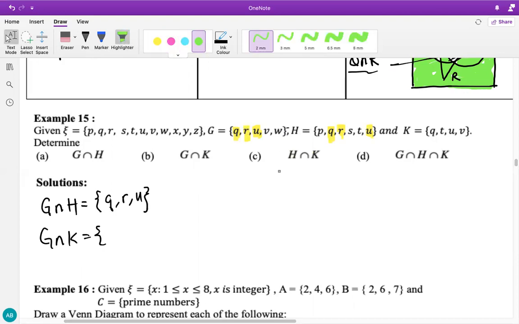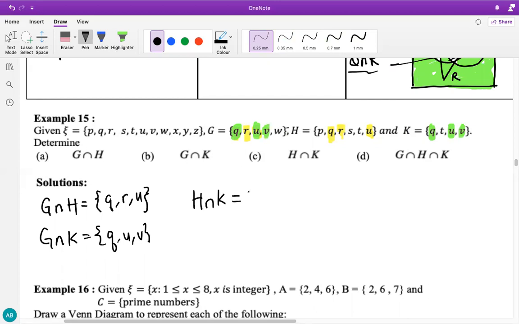G intersect K. So we use green, G and K. You see here Q, still Q got. T, U got, and V. Okay, Q, U, V. So here is Q, U, and V. Then we go to the next one, H intersect K. Now I use blue color to represent the common element between H and K.